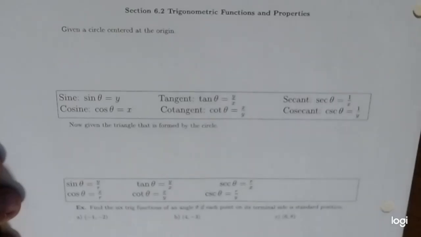All right, so we're going to go into trigonometric functions and properties. Starting the trig part of this class. Okay, so we're going to go straight to the second part, the main basic concepts of what the trig functions are all about.